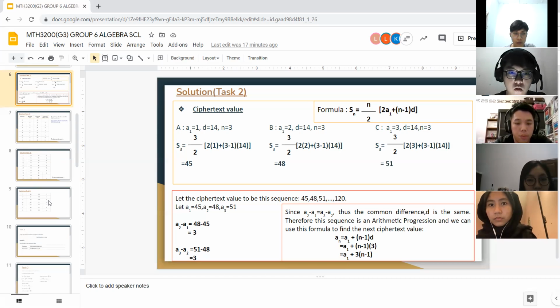So we let A1 equal 45, A2 equal 48, and A3 equal 51. Then we find the difference between them. A2 minus A1 equals 3, A3 minus A2 equals 3. Since A2 minus A1 equals A3 minus A2, the common difference D equals 3. So it is also an arithmetic progression. That means we can keep on adding 3, 3, 3 to find the next ciphertext value.